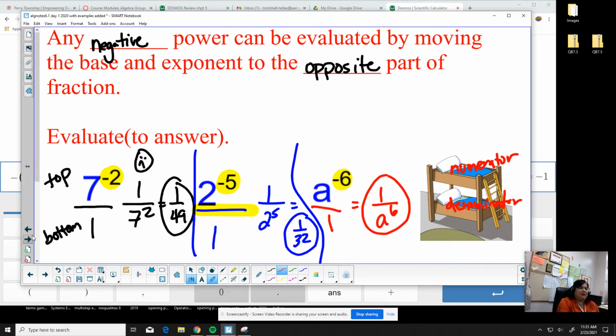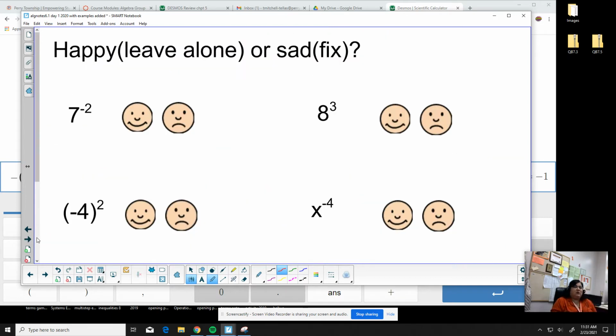Okay? All right, let's try some of these. So we're going to circle whether they're happy or unhappy. We're not going to do the problems. We're just circling whether they're happy or unhappy. So you can tell from the exponent, is this happy or unhappy? Well, it's unhappy. I would have to move it down to the opposite part of the fraction, which is in the bottom. Hey, this one's happy where it's at.